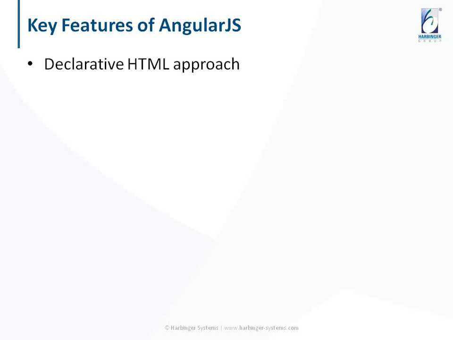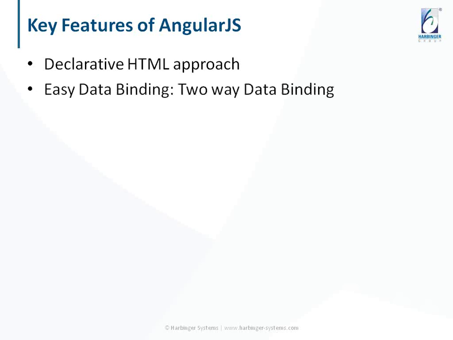So one of them is the declarative HTML approach, where in Angular you can do your presentation layer using declarative HTML. You can define your own tags, and you can add different attributes to existing HTML tags. So it's all declarative in AngularJS. Then two-way data binding is another important feature of AngularJS. What it means is that any change happening in the view is automatically reflected into the storage, and any change to the model would reflect into the view. So that's the two-way data binding here.